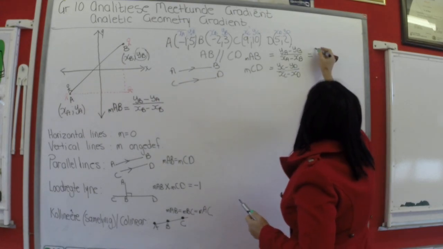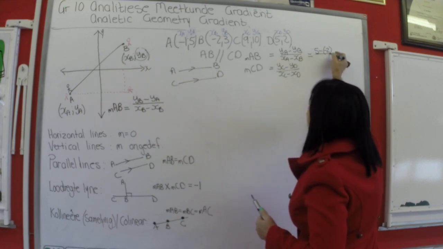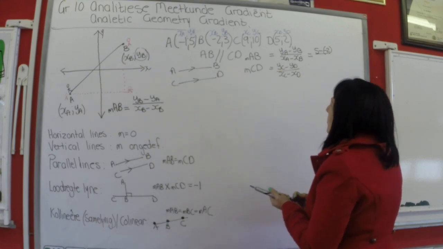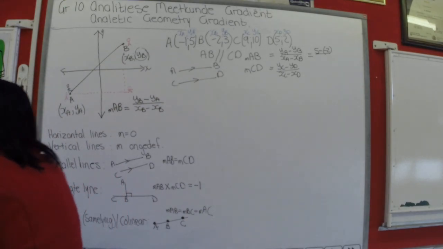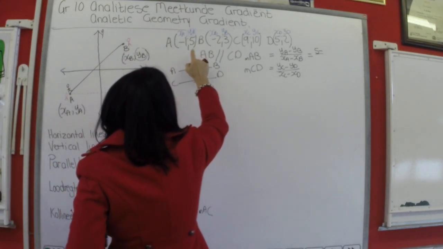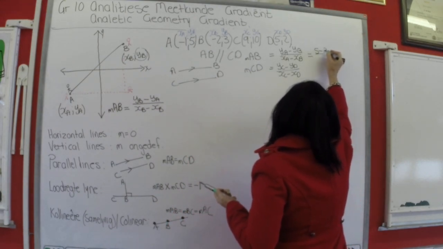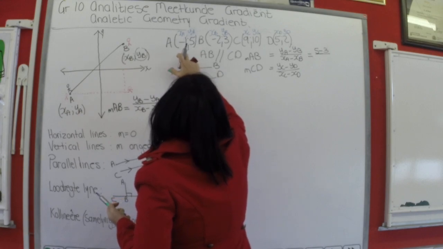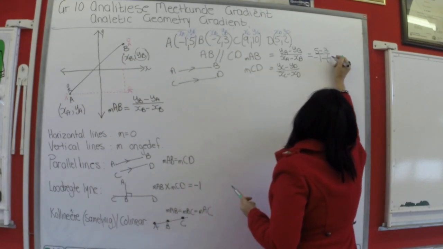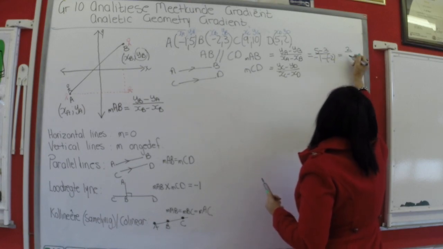The y of A will be 5 minus y of B will be minus 3. Let me just quickly fix this. The y of A, concentrate, is 5 minus the y of B. That's going to be 3. The x of A minus the x of B, 2 minus minus 1 plus 2 is 10.